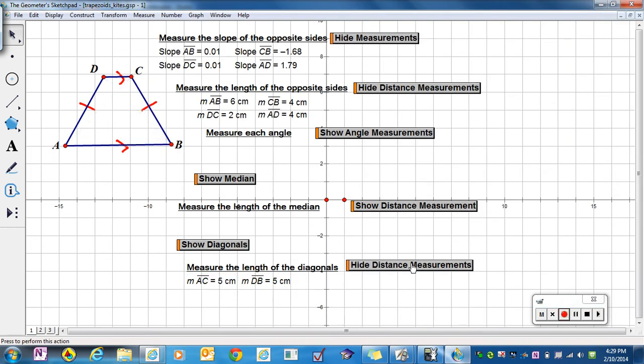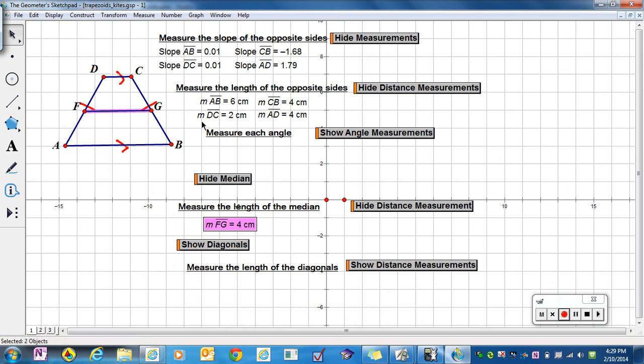Alright, let's get rid of those diagonals and take a look at the median. Again, this is an isosceles trapezoid, so I know my two sides are going to be exactly the same. If I put my median in there, that means all four of these pieces, DF, FA, CG, and GB, would all be exactly the same. The distance measurement of my median is 4 centimeters.